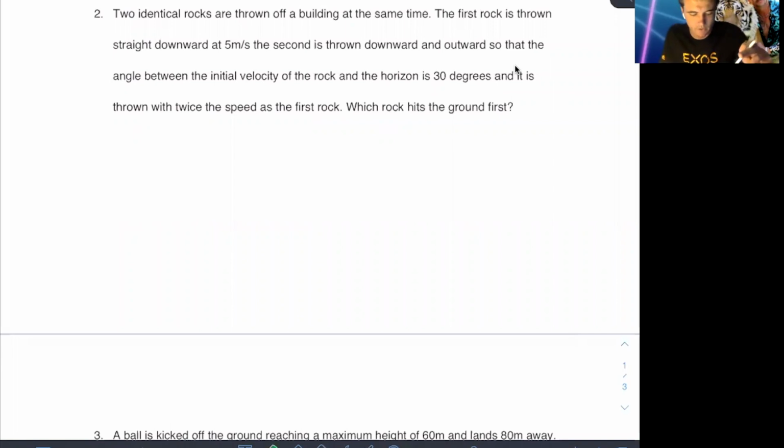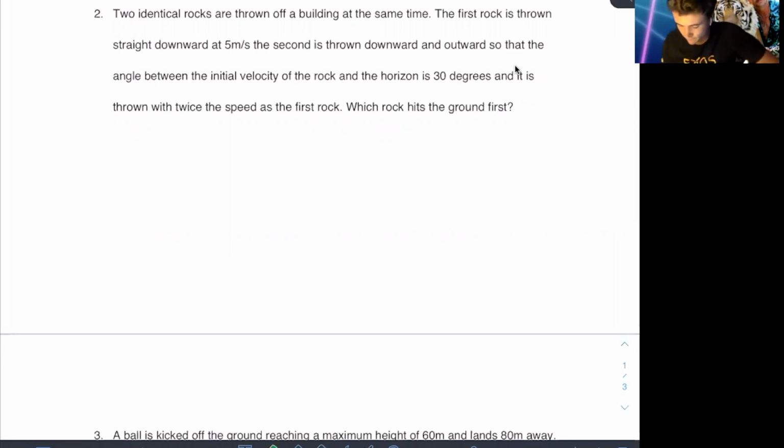We got 2 identical rocks are thrown off of a building at the same time. First rock is thrown straight downward at 5 meters per second. The second is thrown downward and outward, so that the angle between the initial velocity of the rock and the horizon is 30 degrees. And it's thrown with twice the speed as the first rock. Okay, so which rock hits the ground first?